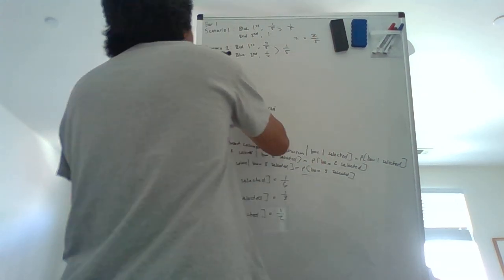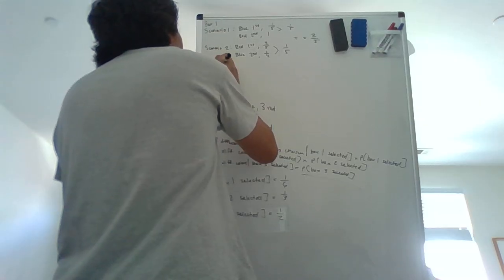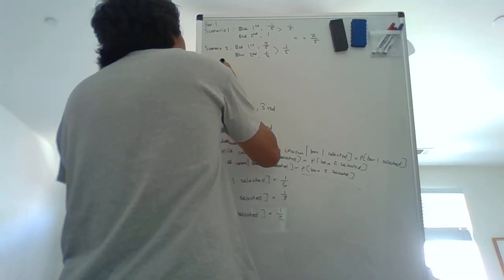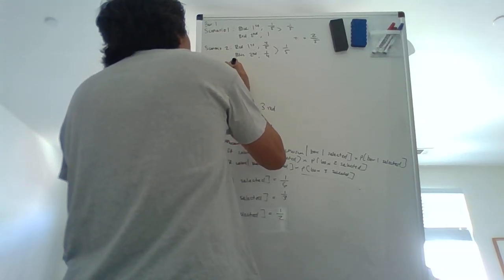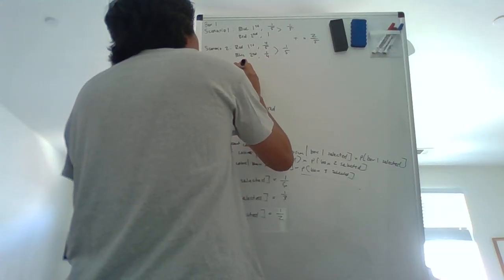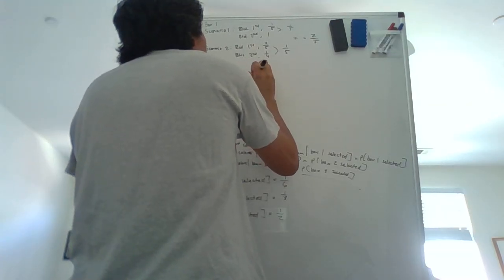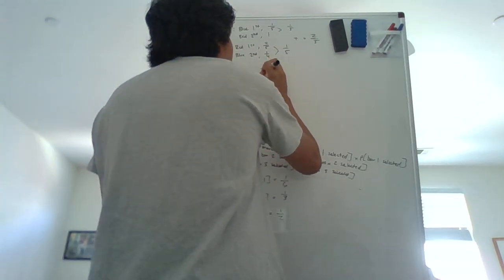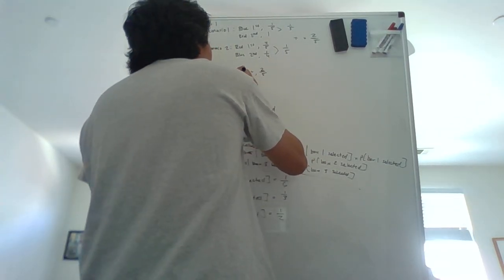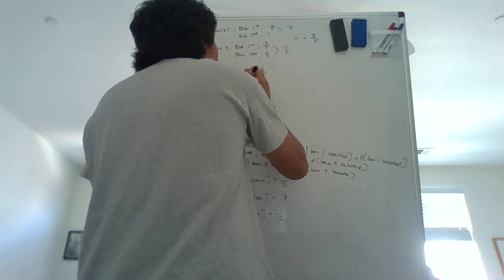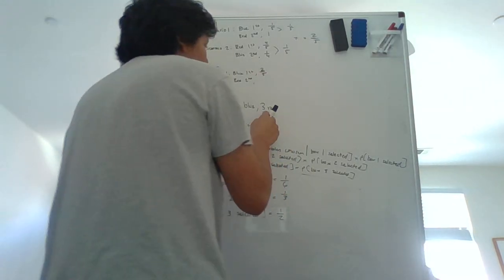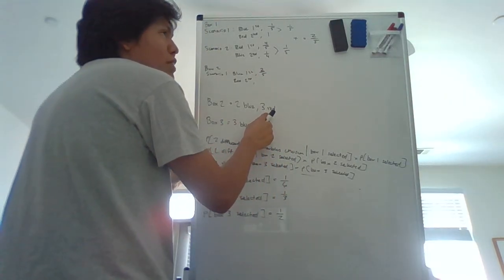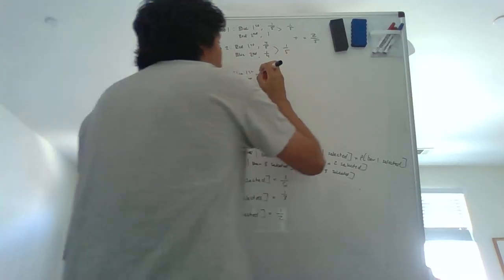2/5. Okay, now box 2, scenario 1. Let's say we pull a blue first, that's a 2 in 5 chance. And then the red second. So there's 3 reds. Our total goes down by 1. That's a 3 in 4 chance.